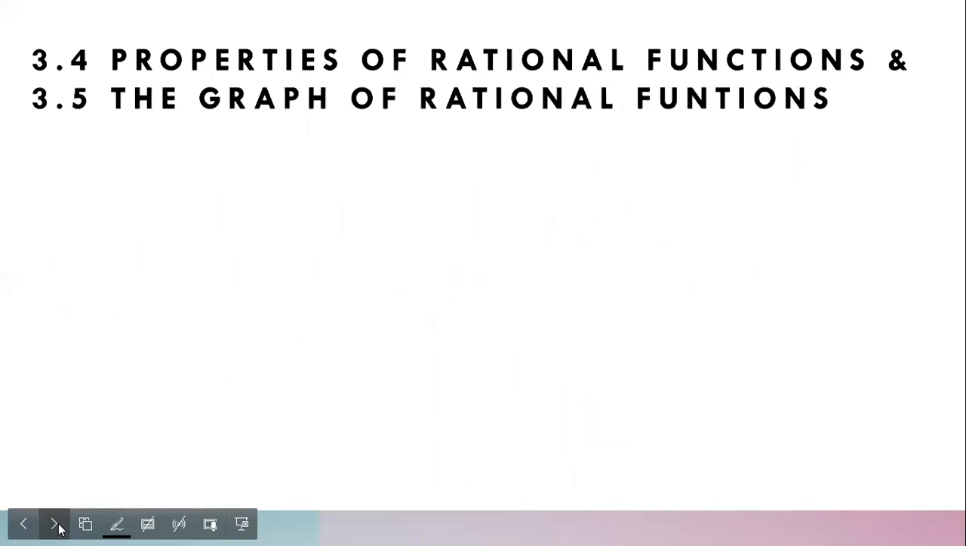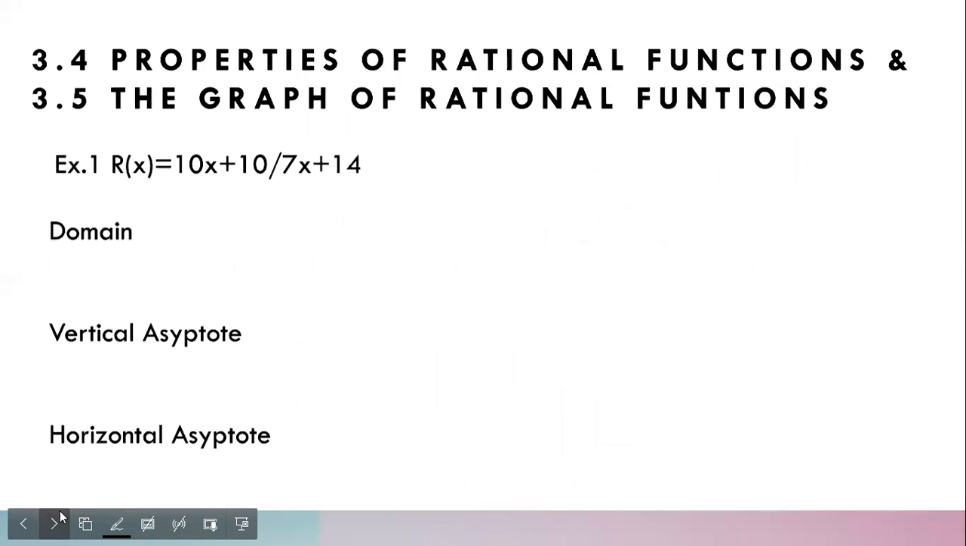Next, we have 3.4, properties of rational functions, and 3.5, the graph of rational functions. So in example 1, we have the equation r of x equals 10x plus 10 over 7x plus 14. So for this equation, we'll be finding the domain, a vertical asymptote, and a horizontal asymptote.